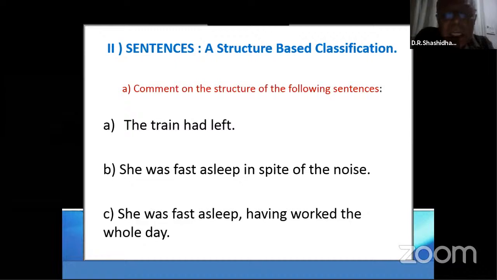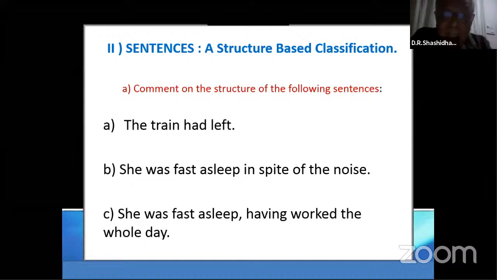It's more or less an extension of a phrase, it doesn't really give you much meaning. At the same time, it does not affect the status of the simple sentence. You see, she was fast asleep in spite of the noise. And if you delete this phrase, the simple sentence retains its original status. It is not going to be affected. Its status is not going to be diminished. So in spite of the noise is a phrase.